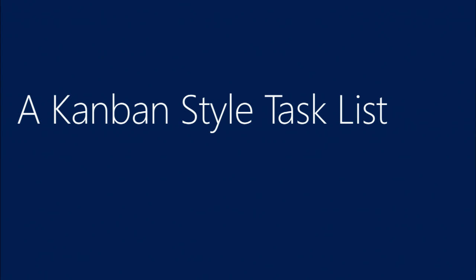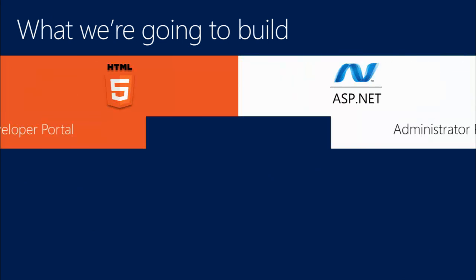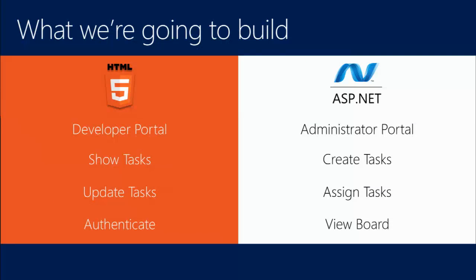So what we're going to build is two things. An HTML5 site, which is our developer portal, and an ASP.NET site that's our administrator portal. The developer portal is going to be able to show you the tasks. You're going to have the ability to update the tasks. And then at the end, we're going to add authentication so that each user only sees their own tasks. The administrator portal, on the other hand, is going to give the administrator the ability to create their tasks, assign tasks, and then kind of get a big view of where everything is at. So the admin is kind of what your manager would use, your Scrum Master, and you just give out tasks.